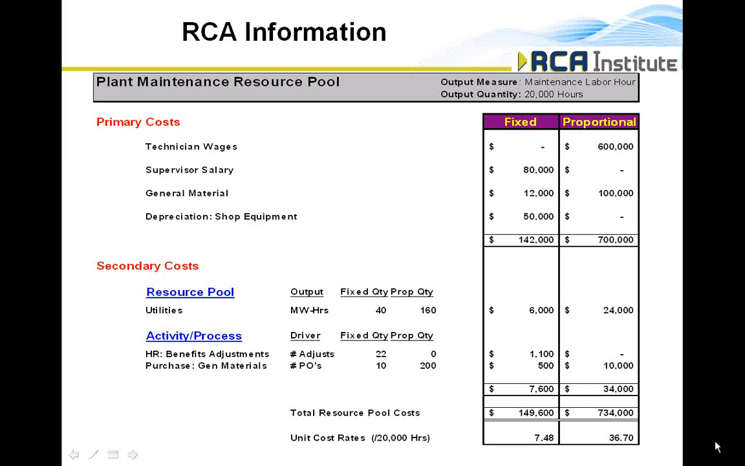General material has a fixed and proportional component. Some material is needed to maintain shop equipment, but most is proportional to output. And then shop depreciation, which is fixed. Secondary costs are provided from utilities, HR, and purchasing. Utilities is a resource pool to resource pool assignment with a fixed and proportional component. HR and purchasing are assigned based on quantitative activity drivers, the number of adjustments, and the number of purchase orders. Another example of a secondary cost, which is not shown here, would be shop floor space.